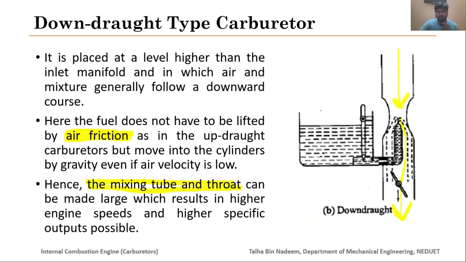So as I was mentioning earlier, updraft carburetors are restricted to low speed and low power engines, whereas downdraft carburetors can be used for high speed and high power engines. If you have a large engine, then it has more chances of having a downdraft carburetor instead of an updraft carburetor.